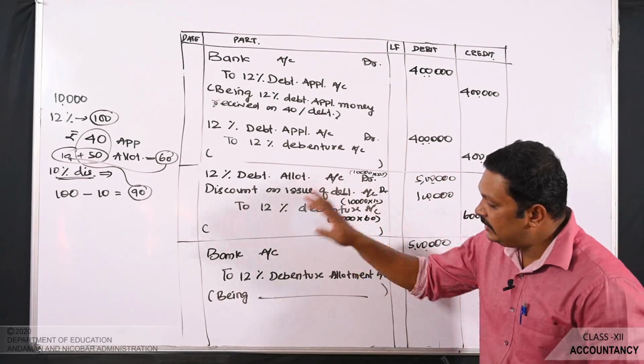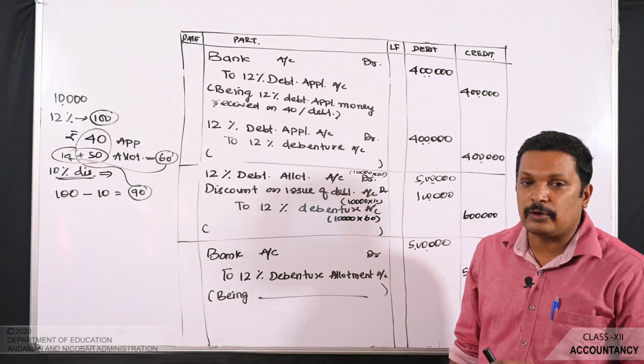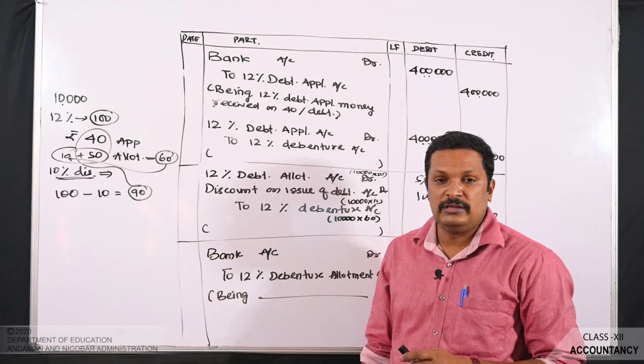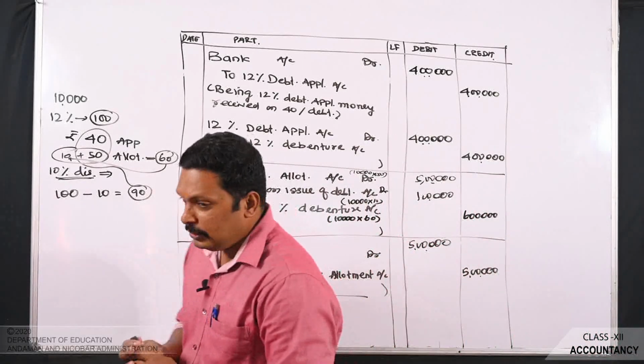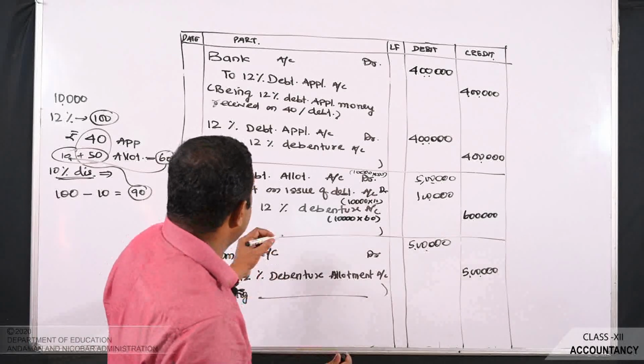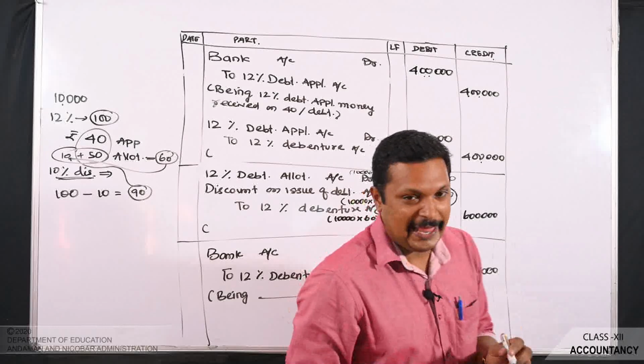After that we receive the whole amount which is given in the question. So the entry is bank account debit to 12% debenture allotment account. So this is the information. So how much did we get as discount? The discount is 1 lakh.